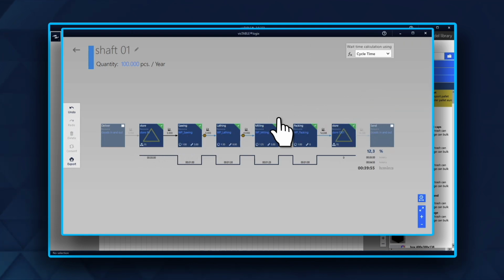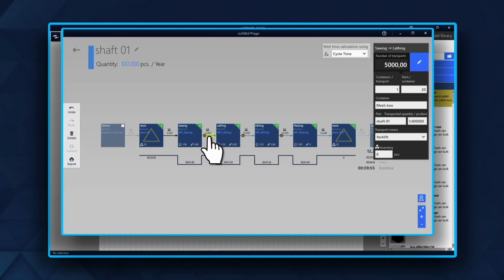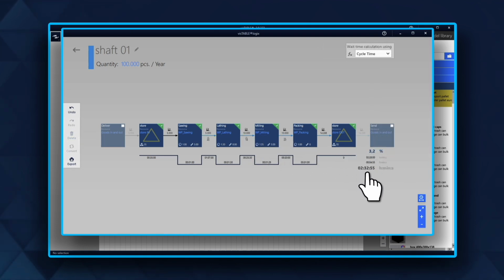However, these are not the only inventory counts, as there are usually also some amounts between the production process steps. Luckily, we do not need additional storage processes for this. We can add these values simply by highlighting the transport connection arrows and entering the amounts here. Now we can calculate the lead time.